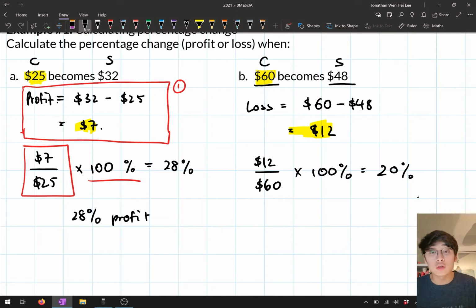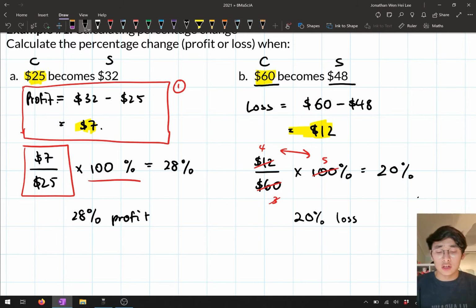Now you can also do this by hand. You could simplify the fraction first. 60 and 100 have a common factor of 20, so I would take 3 and 5. Then I can simplify my fraction. 3 goes into 12 4 times, and then I just multiply these two numbers, so I get 20. You could do this without a calculator as well. But let's just summarize this at the end. It's a 20% loss.